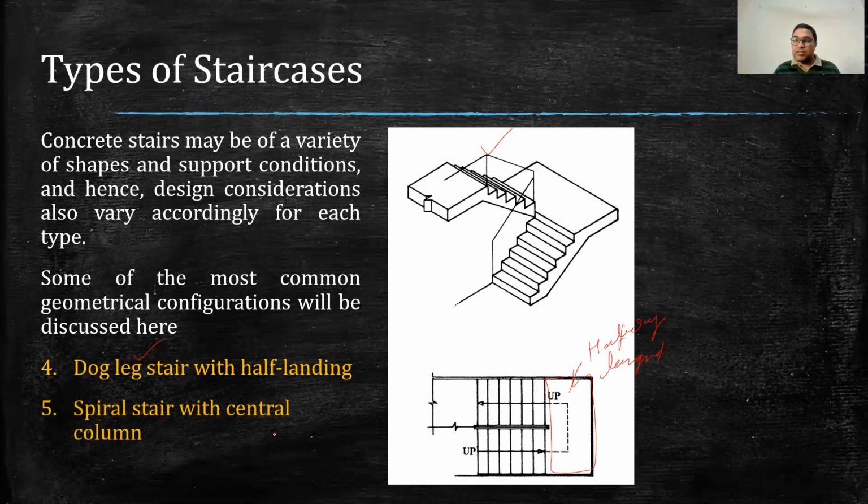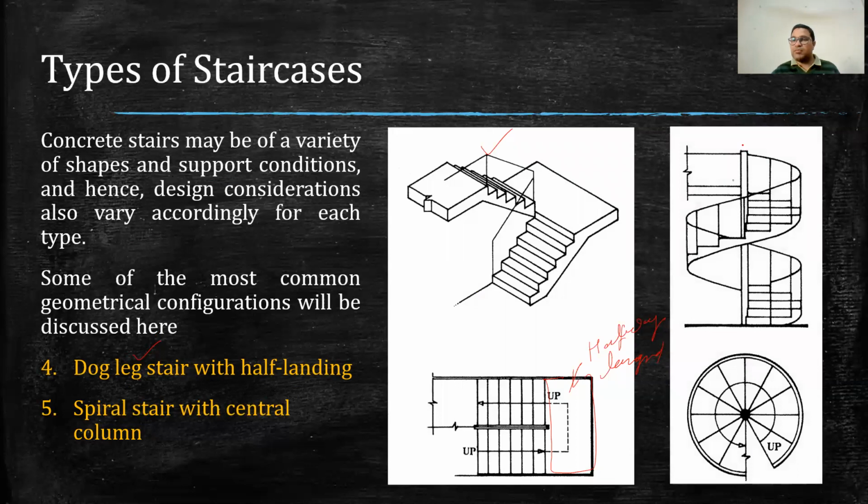Sometimes we provide a spiral staircase also, in which a central column is present and it looks like this. For aesthetic purposes this staircase is good, but from the comfort point of view, we are supposed to use only this part. The inner circular part of the steps is not used. So this is used where there are space constraints, and also for aesthetic purposes.